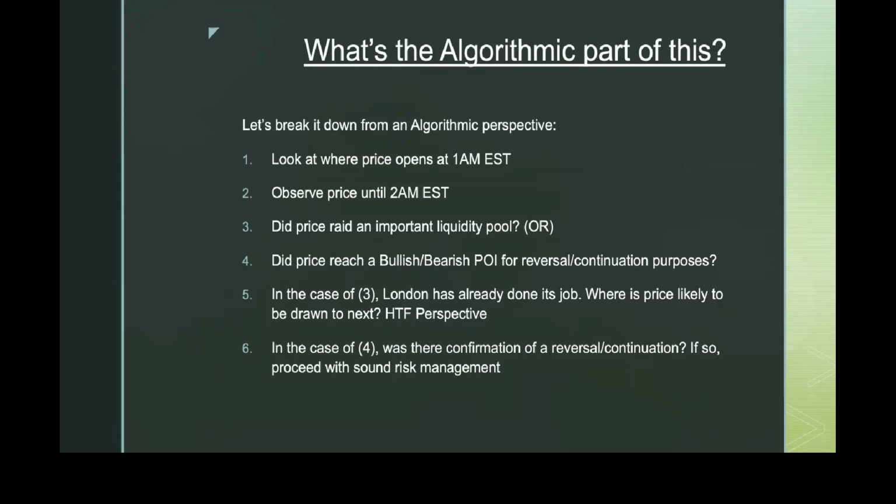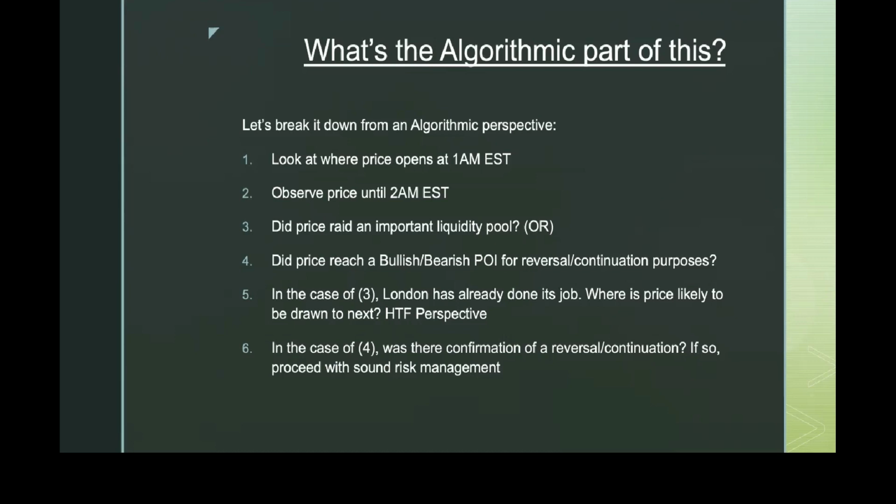In the case of number 3, London has already done its job. What's the job of London? To deliver price to an extremely important liquidity pool. In this case, it's like a stop hunt, or a major break in market structure. Then you should be asking yourself, where is price likely to be drawn to next? That's the higher time frame perspective. Look at structure, look at liquidity, look at fair value gaps, where price has inefficiently traded. We want to see price being efficiently traded there, all that good stuff.